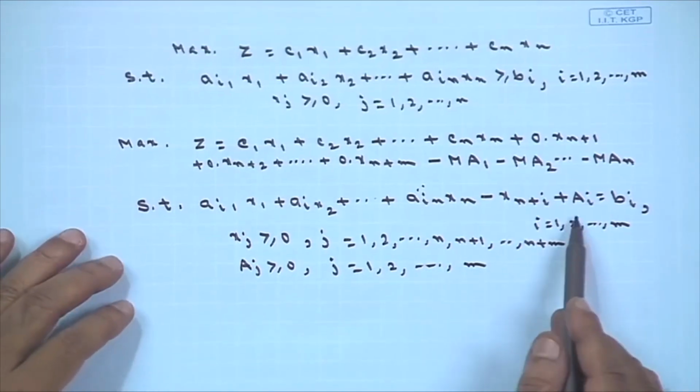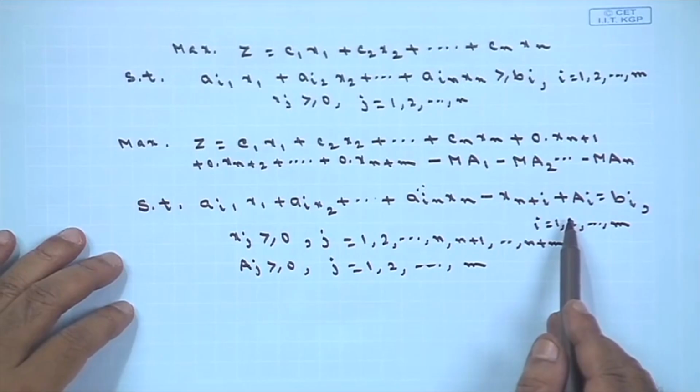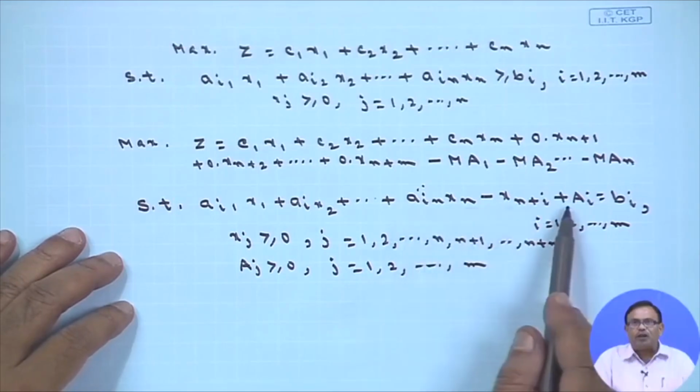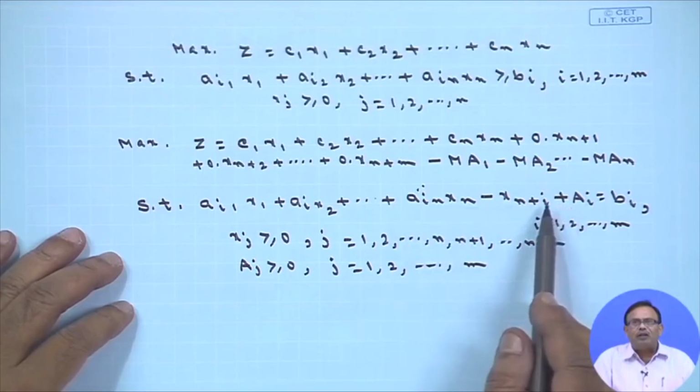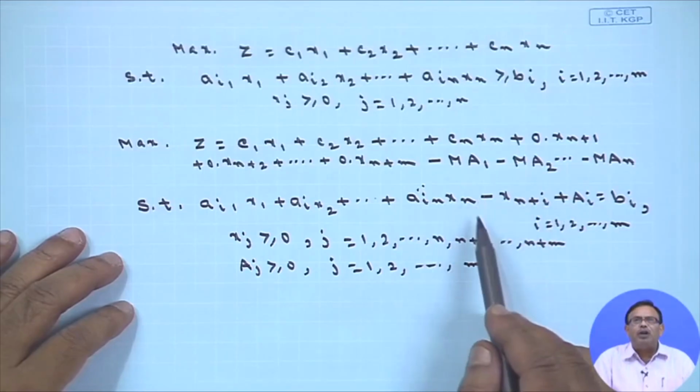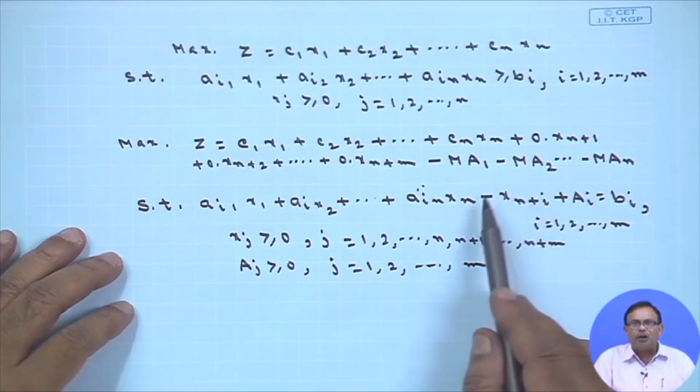Basically, why do we introduce the concept of artificial variable? If I write down these equations, you will find that you will not get any unit matrix, because this value is negative.